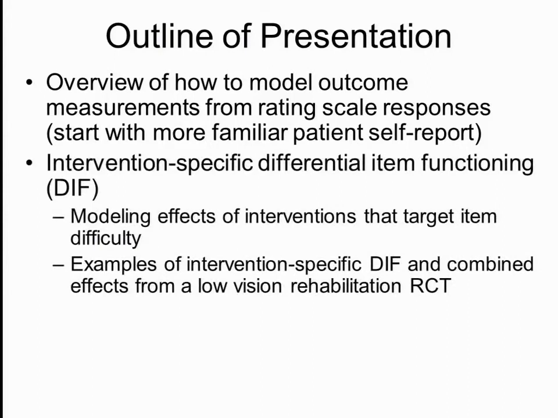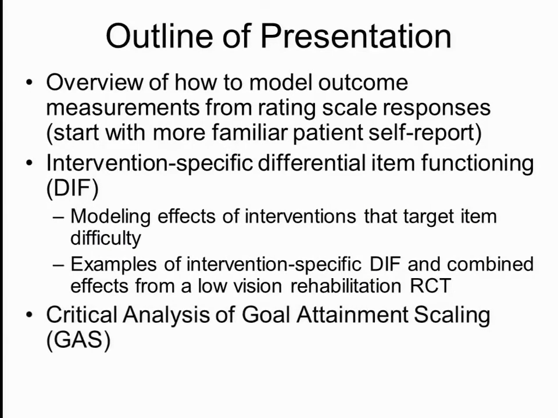Okay, I then want to get into the question of intervention-specific differential item functioning. We're going to be modeling the effects of interventions that target item difficulty. In other words, if you're treating symptoms, you may change some of the items and have no effect on other items. I'll give some examples of intervention-specific DIF from my field, low vision rehabilitation. And then we'll finish with a critical analysis of goal attainment scaling and show a new approach to how we might implement this GAS strategy.